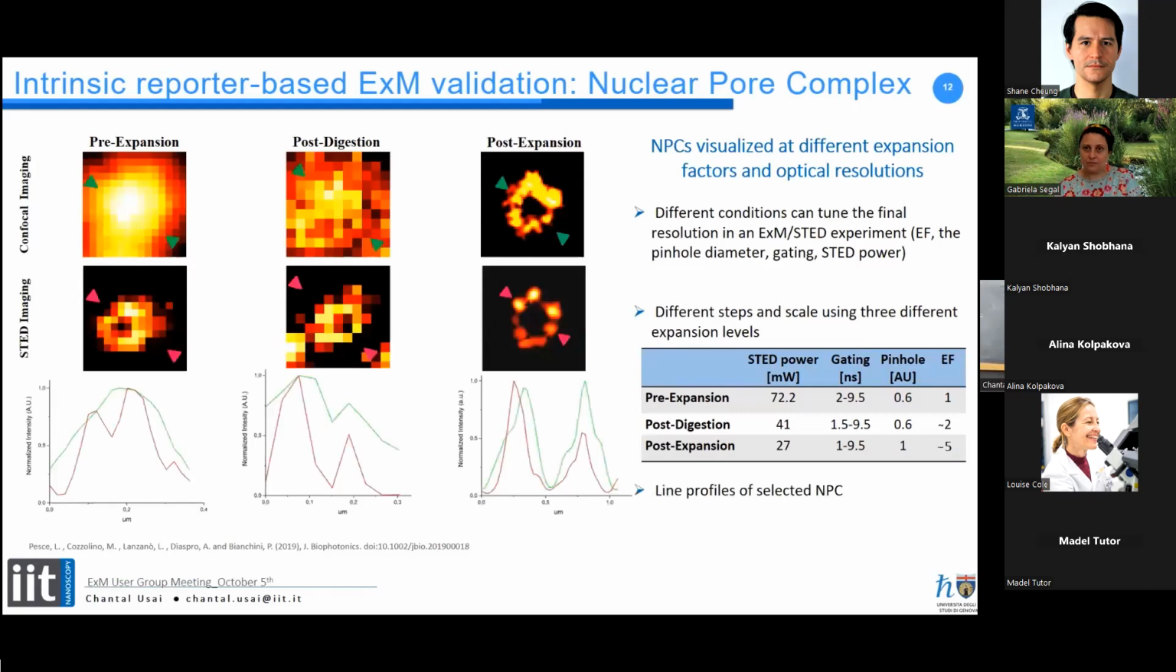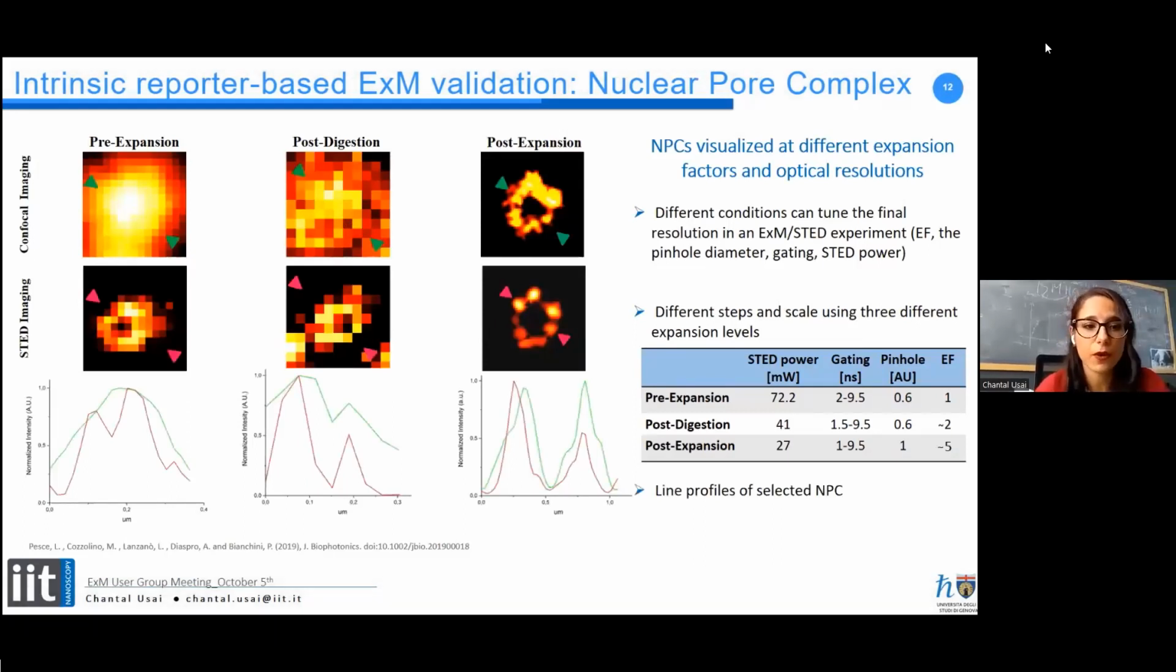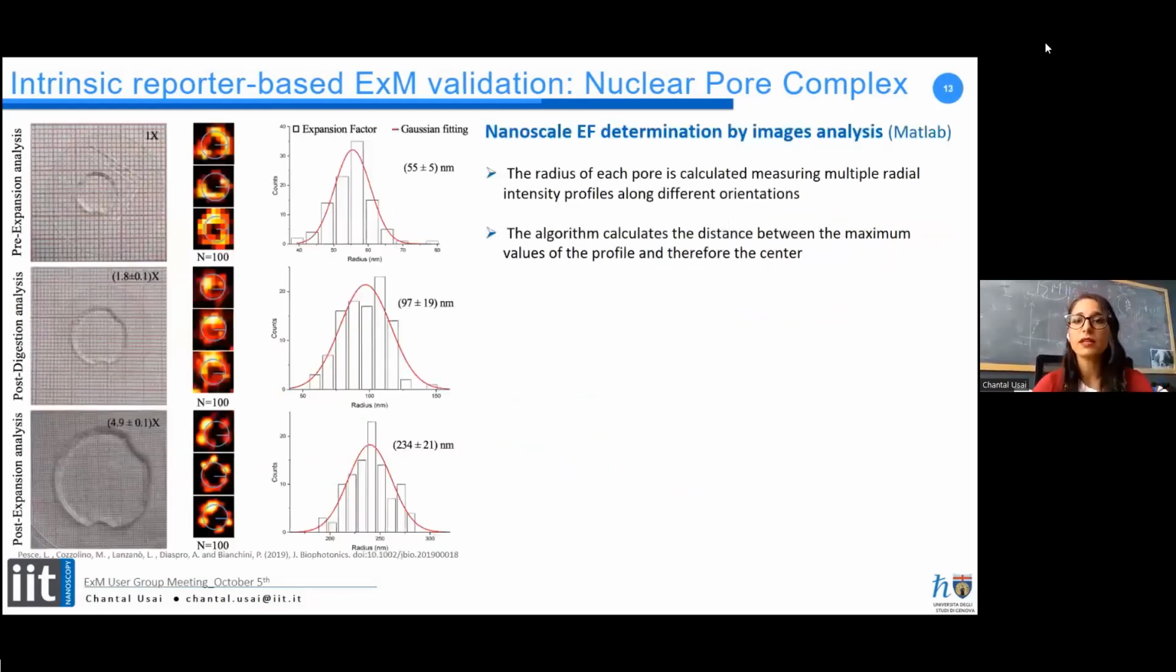And here you can see the line profiles of these selected nuclear pore complex units compared at the 2 different optical resolutions and in the 3 different expansion levels. The next step was to start this determination of the expansion factor at the nanoscale in a statistical way. And this was done using image analysis with a custom MATLAB algorithm.